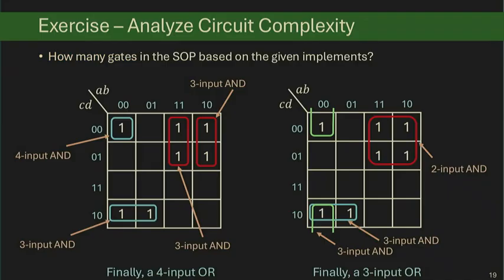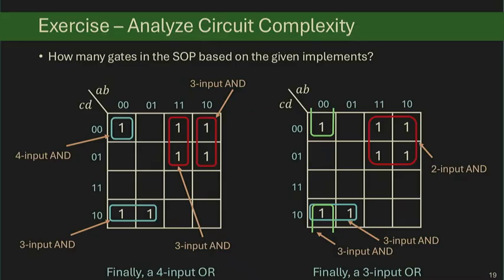So here's the answer. This one is an individual min-term, and it's going to be implemented using 4 variables, which translates into a 4-input AND gate. An AND gate with 4 input variables. This one, 3 variables, so a 3-input AND gate. Those two are also 3-variable implicants, so they translate into 3-input AND gates. And then finally, you have 4 terms in total, and they need to be collected by a single OR gate to produce the final SOP function.